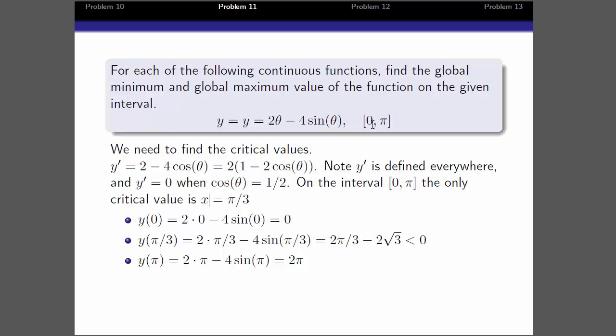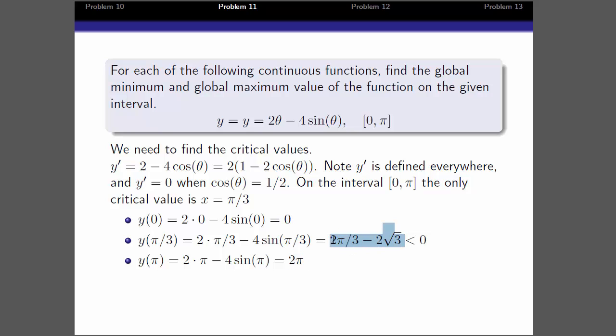So we have two endpoints and one critical value that's between those endpoints. I mean, there were infinitely many solutions, but we only cared about the pi over 3 solution because we were restricted to the interval 0 to pi. So if we plug in 0, pi over 3, and pi, we can compare the outputs. The largest output value is 2 pi.